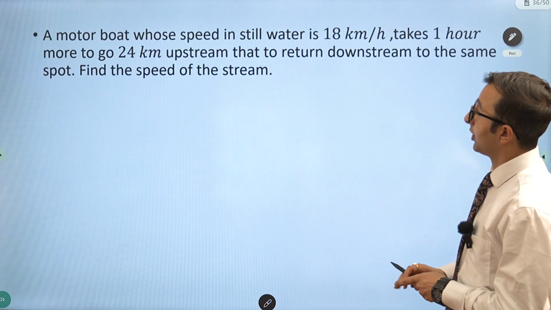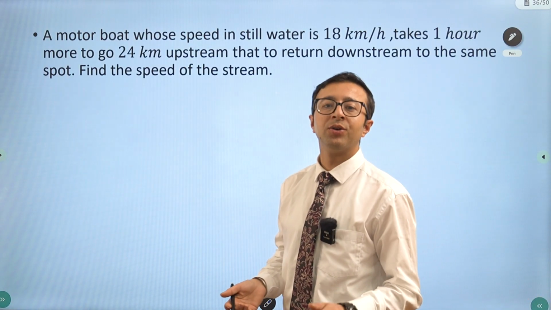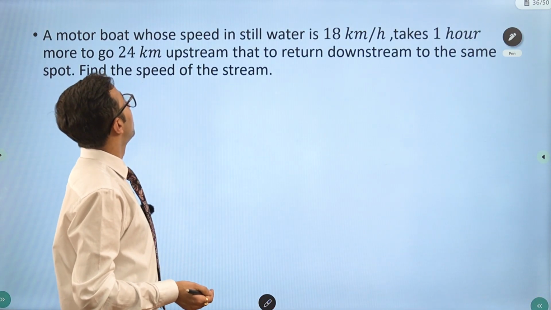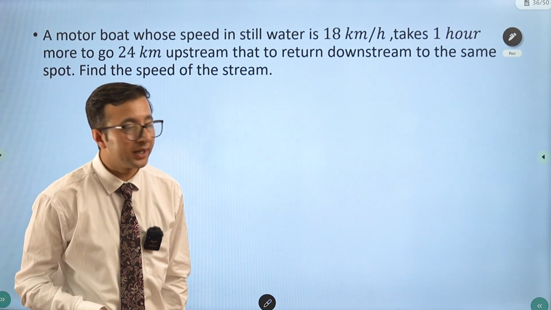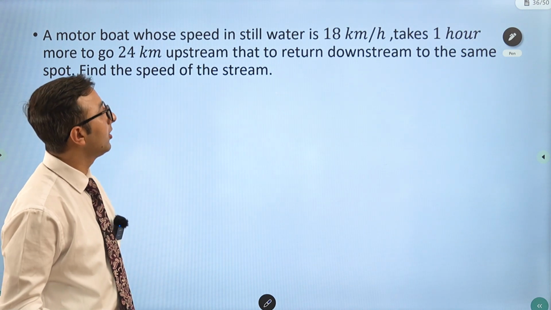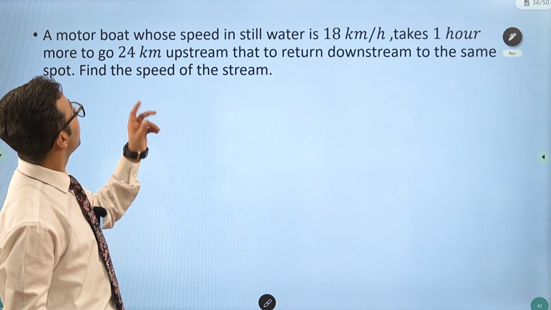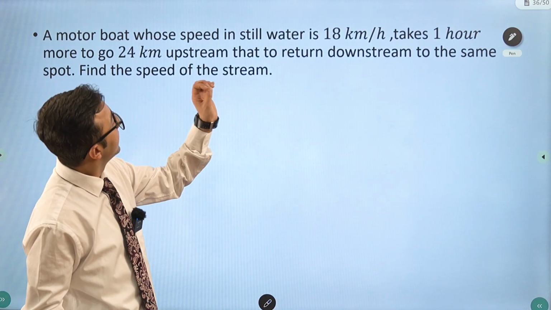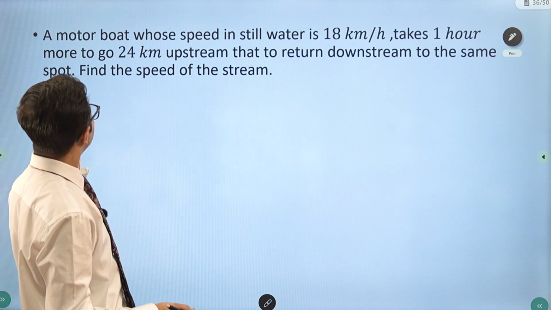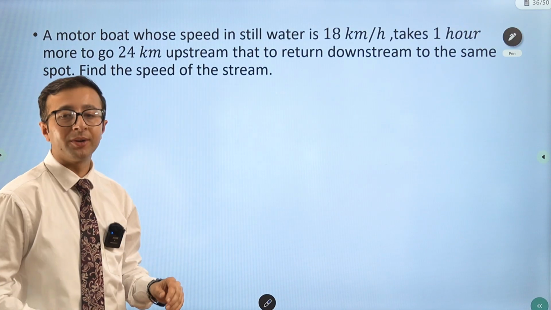Now next, the first problem that you can see here on the screen: a motorboat whose speed in still water is 18 km per hour takes 1 hour more to go 24 km upstream than to return downstream to the same spot. Find the speed of the stream.